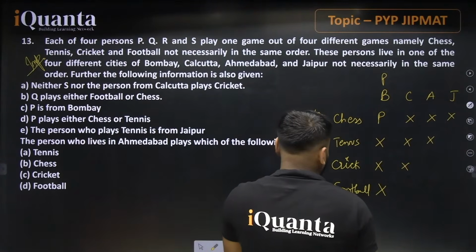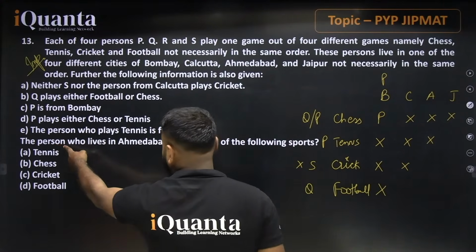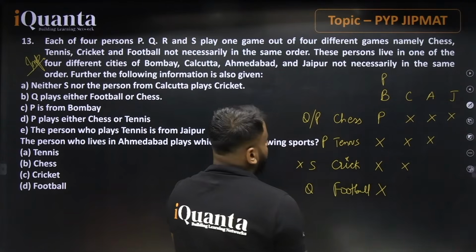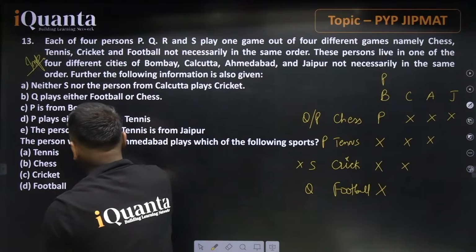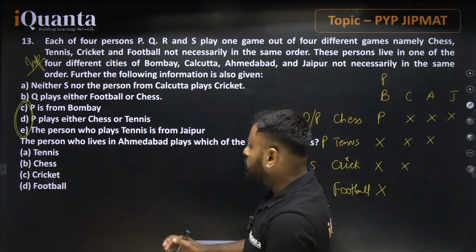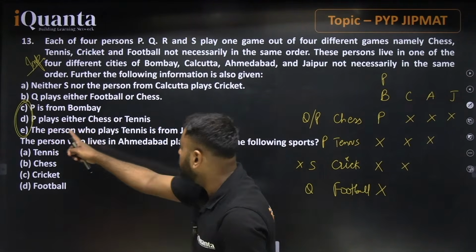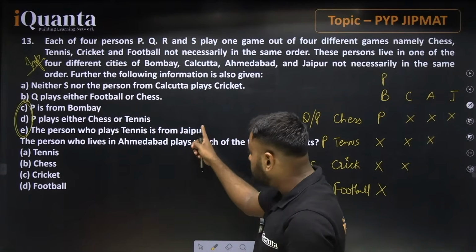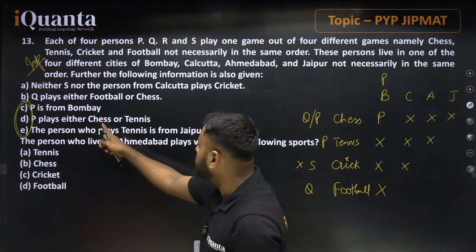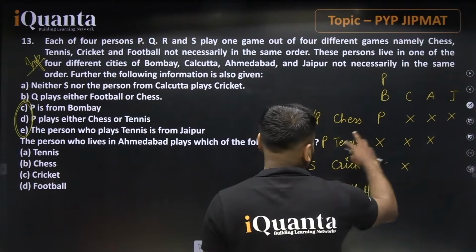Let's talk about the entire portion, what it says. The person who lives in Ahmedabad plays which of the following sports? Now remember one important thing: here are three important statements we have to focus on. P is from Bombay. P plays either chess or tennis. The person who plays tennis is from Jaipur. It means the person from Jaipur is playing tennis, so definitely the person from Bombay is playing chess.